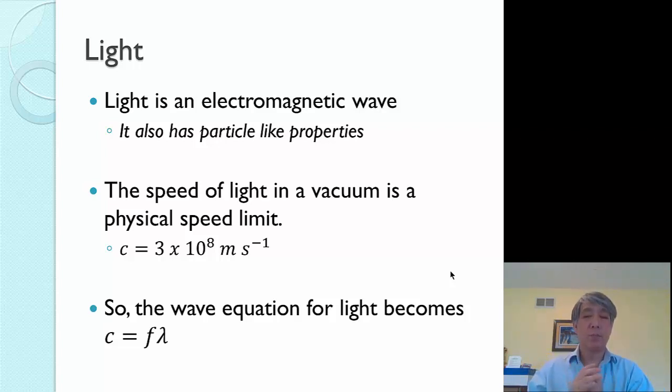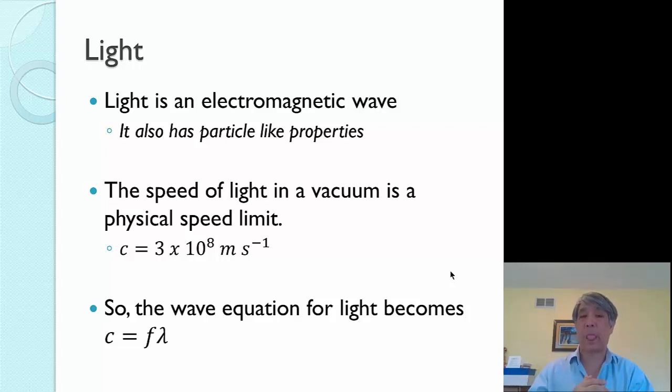For now, the speed of light in a vacuum is a physical speed limit. It's this number, 3 times 10 to the 8th meters per second. There is nothing that we know in the universe, until we find something and break Einstein's rules, that can exceed this universal speed limit of 3 times 10 to the 8th. All light, as long as it's in a vacuum, will travel at that speed. That 3 times 10 to the 8th, however, is only in a vacuum.